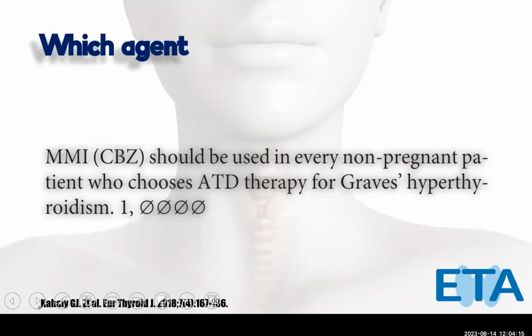What should be used? Methimazole, which we don't have in our country, or carbimazole, which is more available in our country, should be used in every non-pregnant patient, because propylthiouracil is only preferred during the early third of pregnancy, and after the early third of pregnancy is finished, we go back to carbimazole.